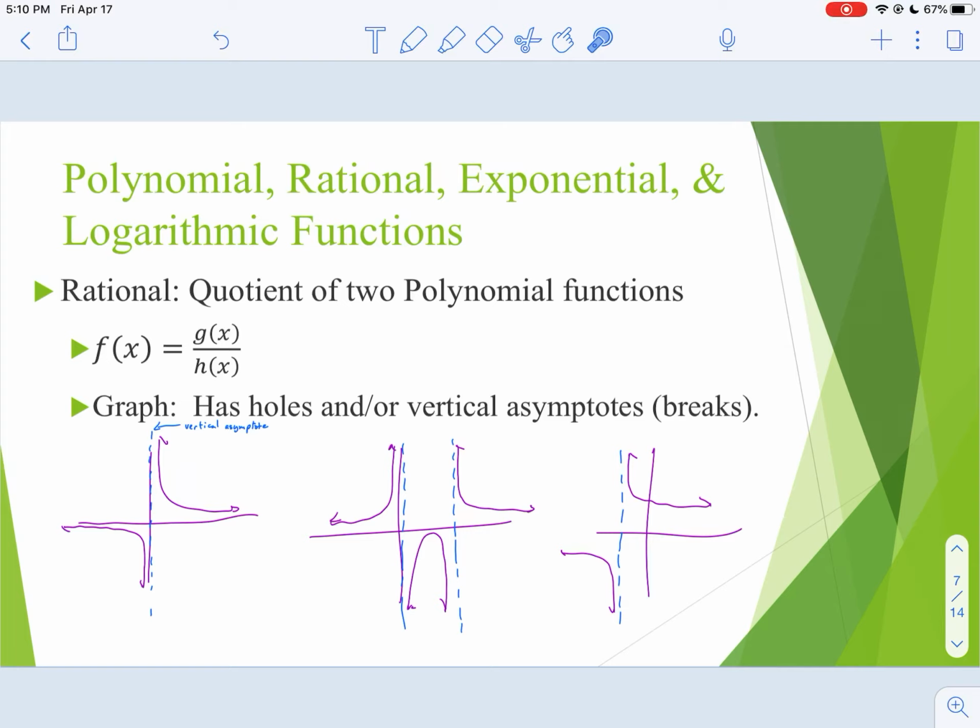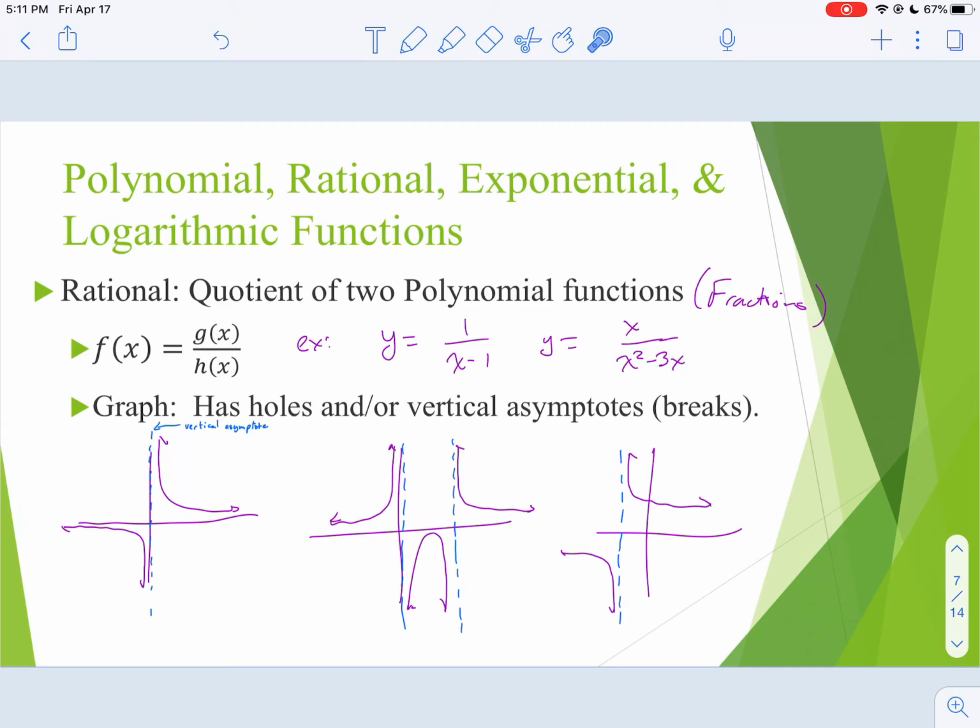So the key here with rational function, it's a quotient of 2 polynomial functions. You'll probably think of these as fractions. So if you see something like y equals 1 over x minus 1, okay, that would be a rational function. Or y equals x over x squared minus 3x. That would be a rational function. You see, it's a polynomial function divided by a polynomial function.